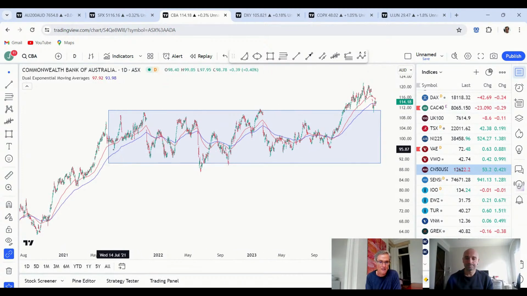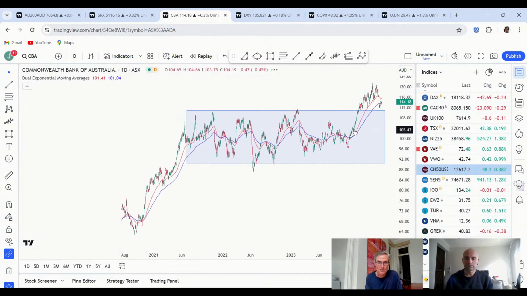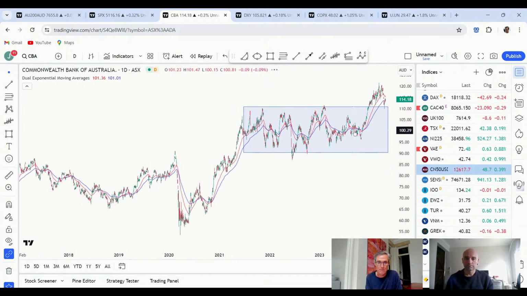So this goes back to July 2021, and just recently, in the last few months, we've had a breakout of the range. But for about 3 years or thereabouts, CBA had been in this large sideways trading range. And they're pretty obvious things. I can just compress it a little bit more.